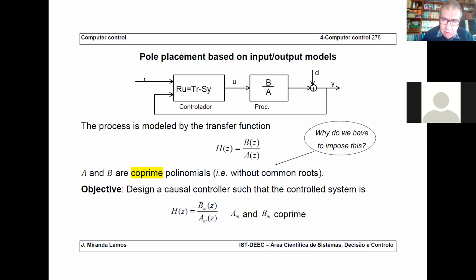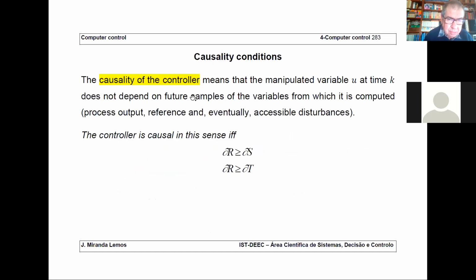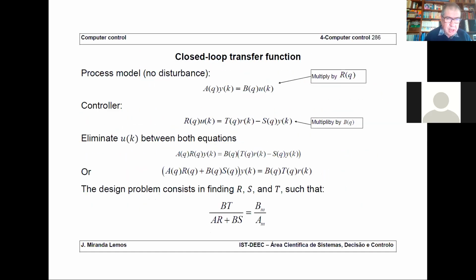Okay, so the strategy is compute the closed loop transfer function. This is parameterized by R, S, and T. And now you know what is your objective. Your objective is written here. You want your closed loop transfer function to be BM divided by AM. Remember, BM and AM are given. So if you equate both transfer functions, you have an equation that you must solve in order to find R, S, and T. So let's proceed a little bit. Maybe things become a little bit more clear.